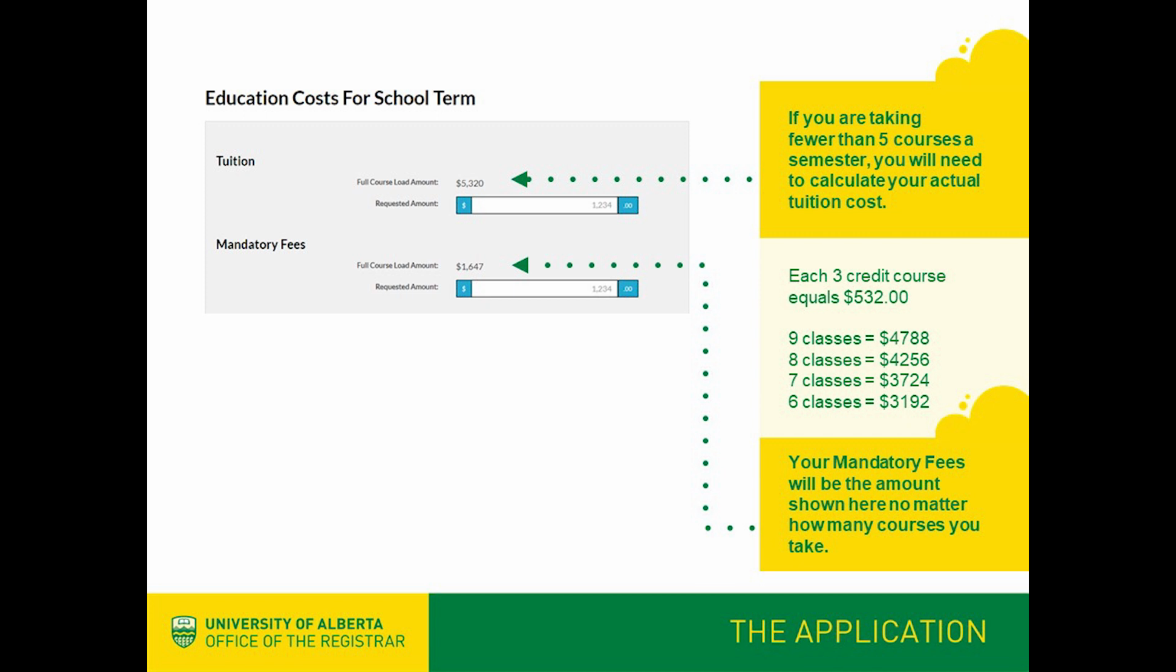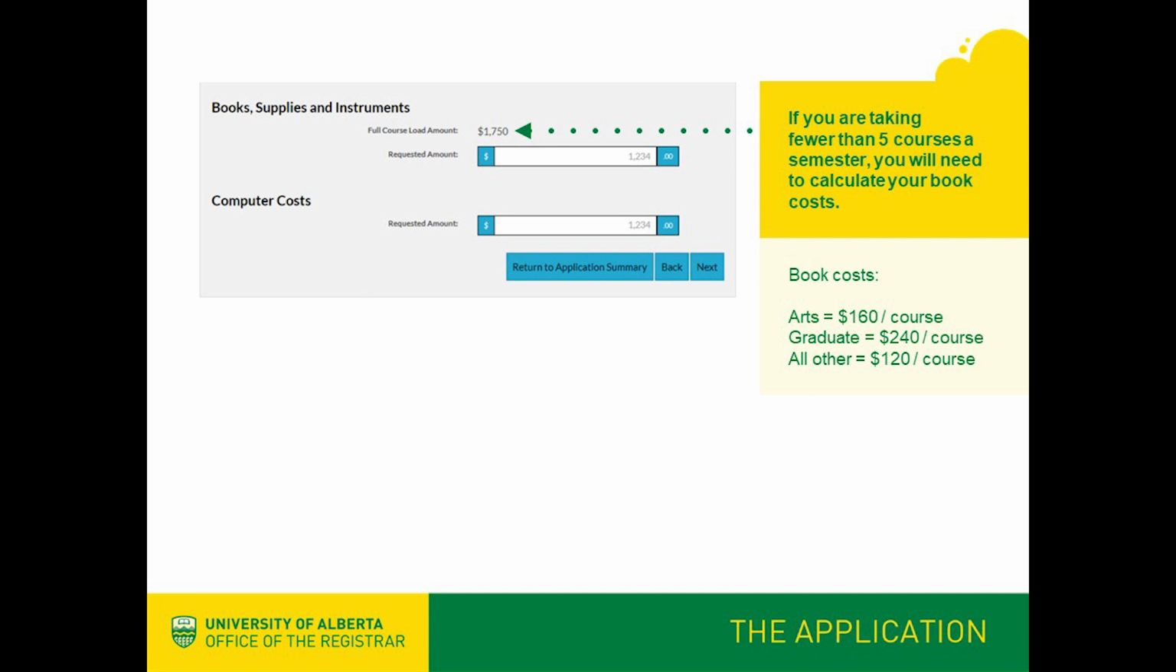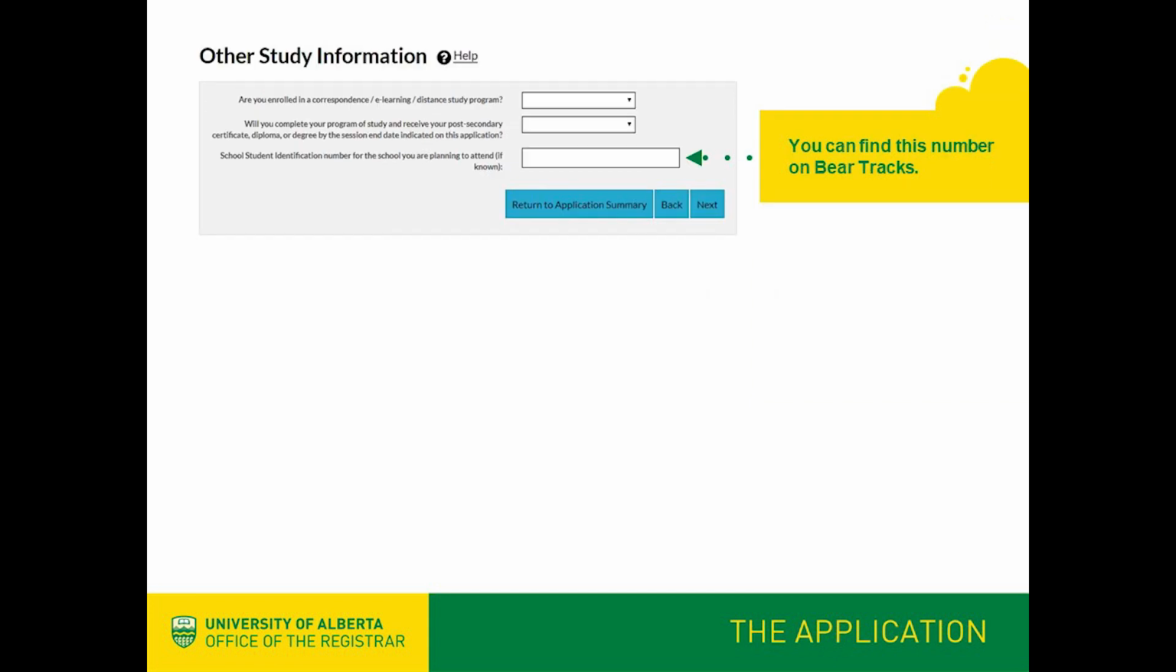For mandatory fees, you can write down the number in the gray in the white box. The mandatory fees are the same for everyone, no matter how many courses you take. Make sure not to leave any of the white boxes blank. For textbook costs, you can write down what is in the gray box and put it in the white box. Lastly, for computer costs, they will assess $500 for computer-related costs like ink and paper, so you can just write in $500.